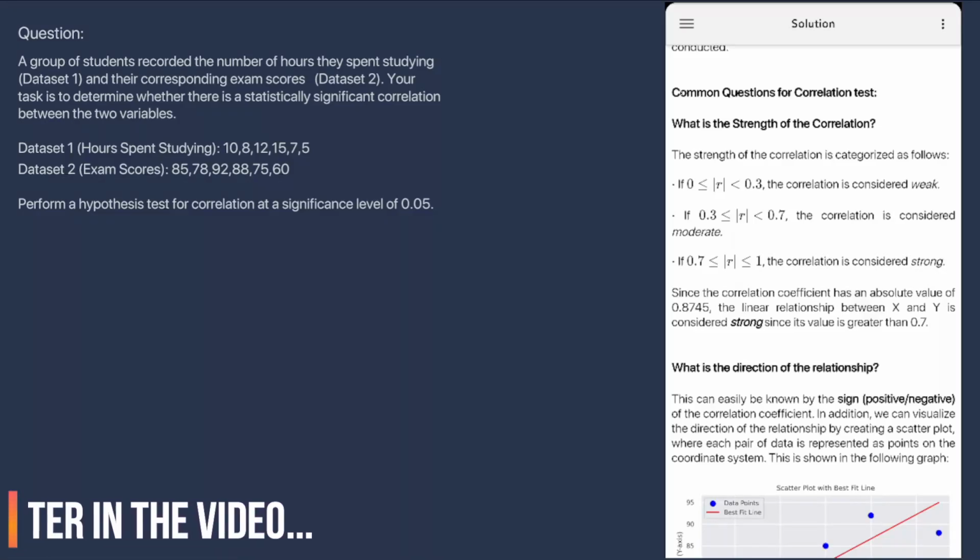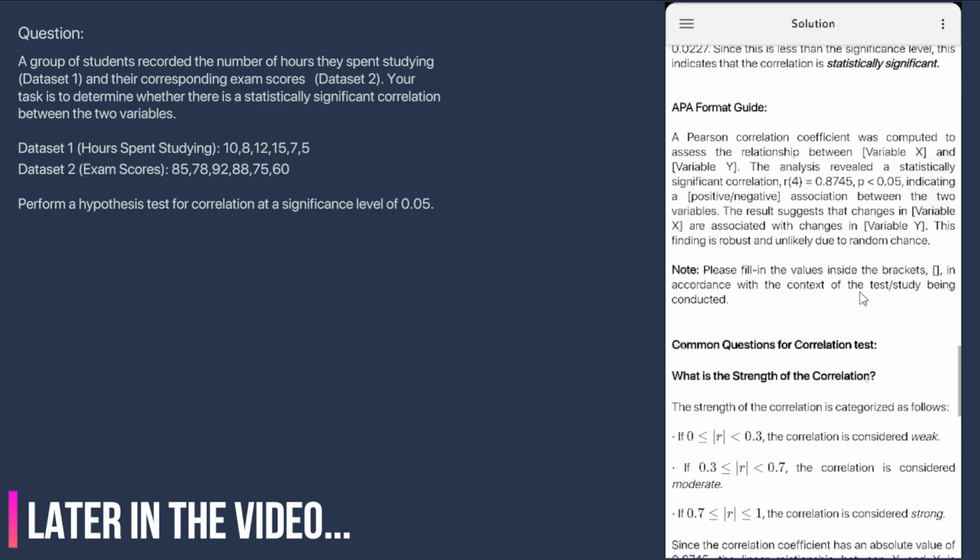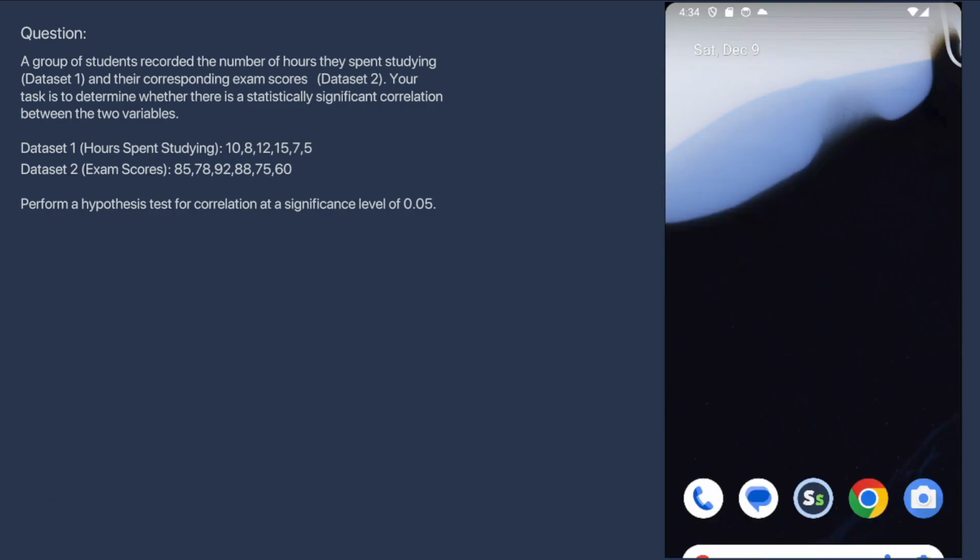Common questions for correlation tests. What is the strength of the correlation? Next, what is the direction of the relationship? We also included an APA format guide. In this video, we will be performing a correlation test.